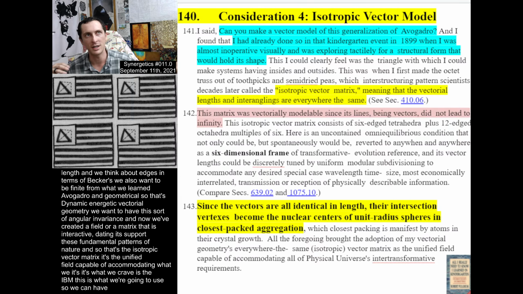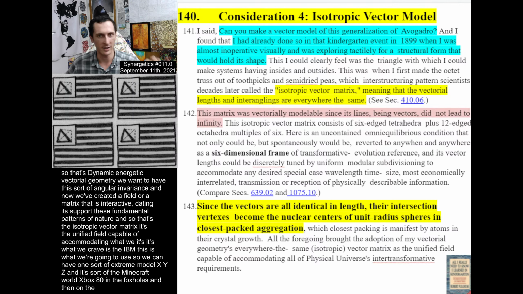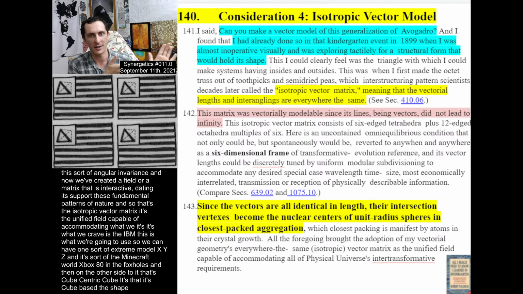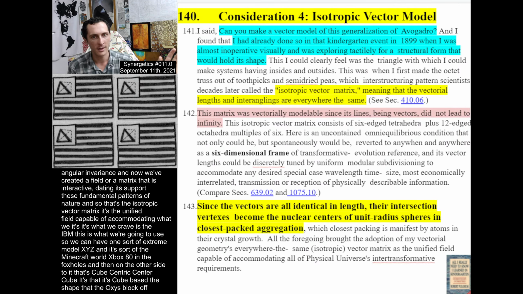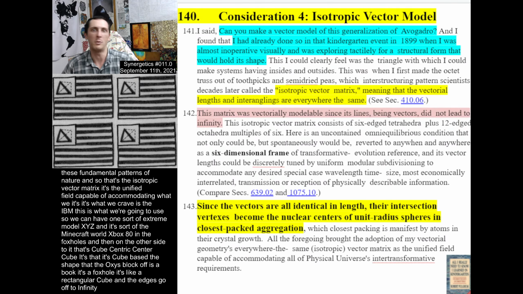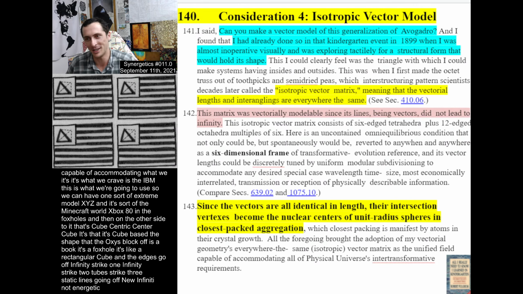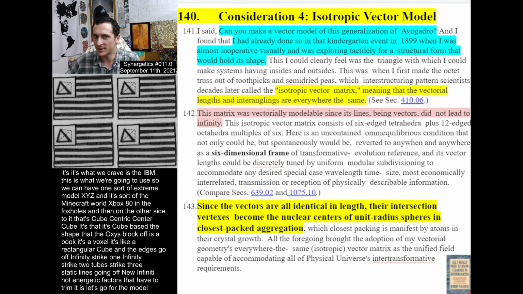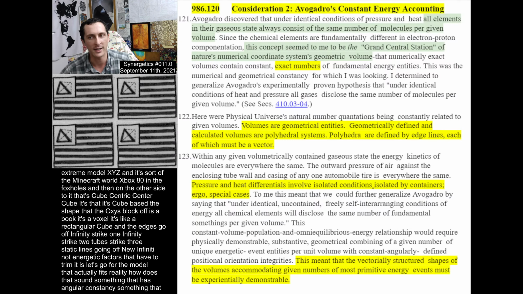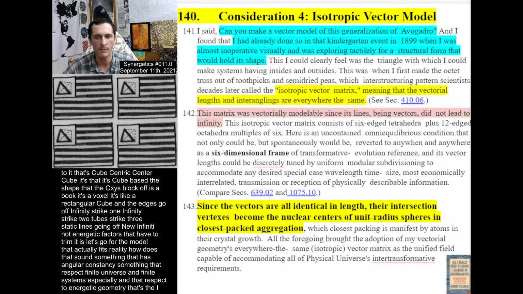So we can have one sort of extreme model, XYZ, and it's sort of the Minecraft world, XYZ and the voxels. So that's cube-centric. No, I don't want to say face-centered cube. It's that it's cube-based. The shape that the axes block off is a block. It's a voxel. It's like a rectangle or it's a cube. And the edges go off to infinity. So strike 1, infinity. Strike 2, cubes. Strike 3, static lines going off to infinity, not energetic vectors that have a terminus. Let's go for the model that actually fits reality. How does that sound? Something that has angular constancy, something that respects finite universe and finite systems especially, and that respects energetic geometry. That's the IVM.